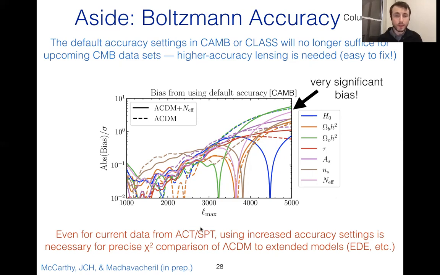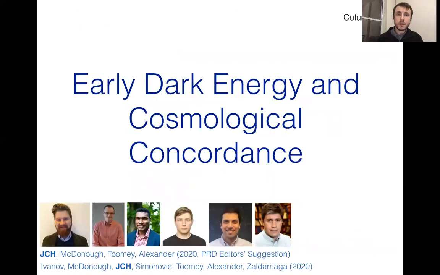And in fact, just an aside here is that even for current data from ACT and SPT, if you want to do a precise chi-squared comparison of the best fit models for lambda CDM compared to extended models like early dark energy that I'll talk about in a second, you actually need to use the increased accuracy settings to get these best fit chi-squareds fully converged.